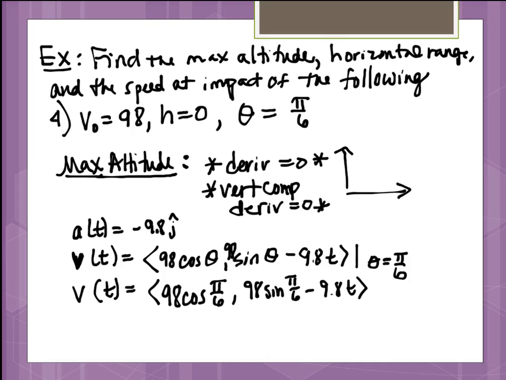All right, so what is the cosine of pi over 6? Right, square root 3 over 2, and then multiplied by my 98 gives me what? 49 square root 3, good. And then how about the sine of pi over 6? That's 1/2, so that's just going to give me a 49 here, yeah? And then I have minus my 9.8t.